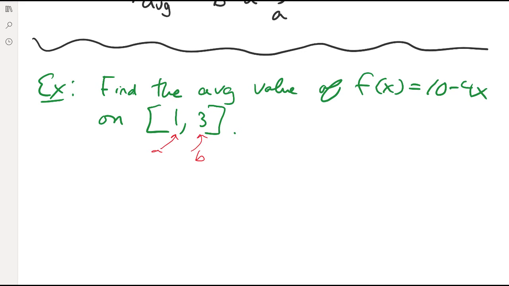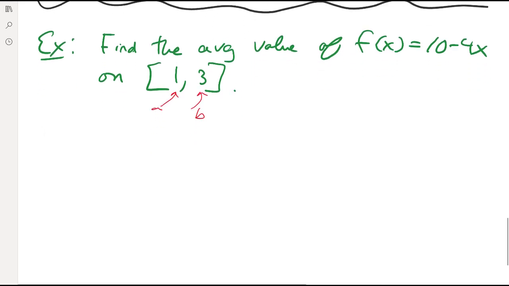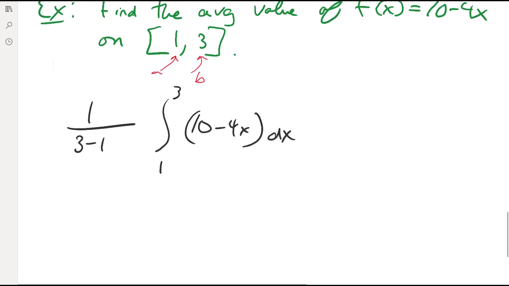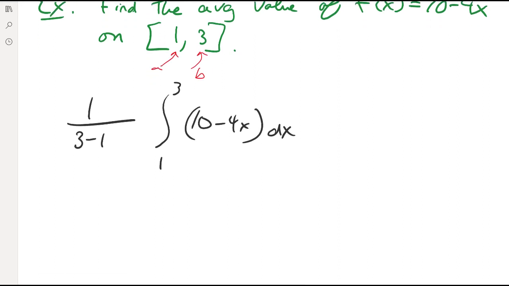Okay, so now let's set up our integral. It's going to be 1 over b minus a, so 1 over 3 minus 1, times the integral from 1 to 3 of our function 10 minus 4x dx. Okay, so on the outside we're going to have 1/2, and it's going to multiply our definite integral, which, let's do it like this. Let me do brackets. So we're going to go ahead and integrate 10 minus 4x.